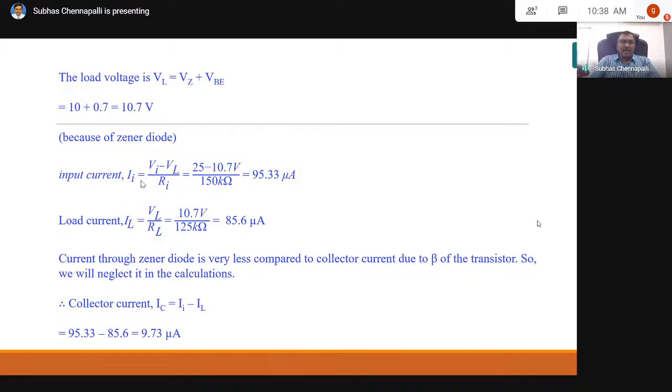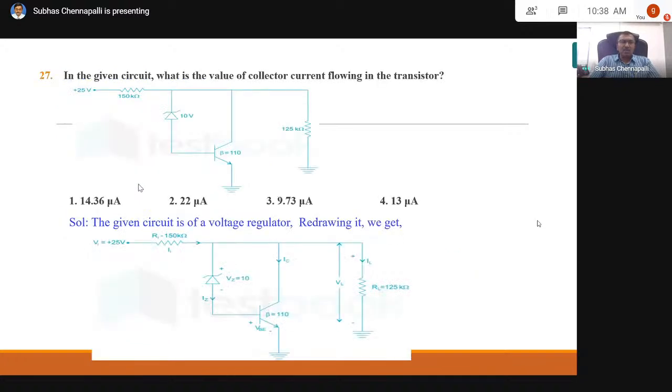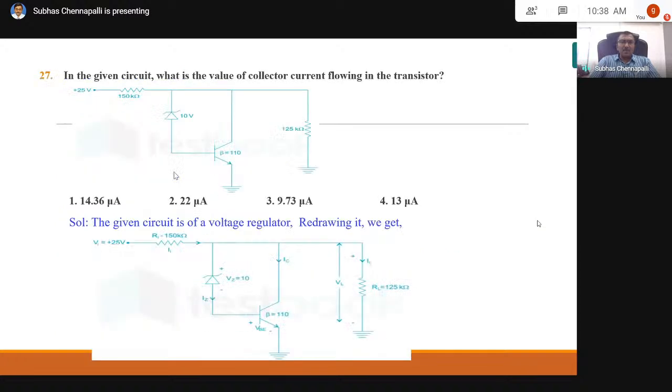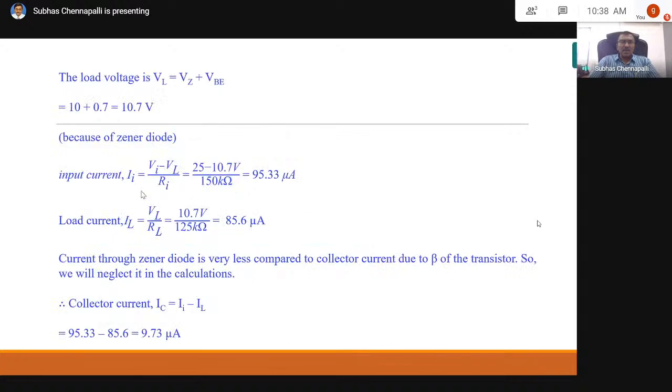Then the input current I means this current through 150 ohms. This 150 ohms is obviously VI minus VL, means this voltage minus this voltage, by this resistance. That gives input current 95.33 microamperes. Then load voltage VL we have calculated 10.7, RL is given 125 kilo ohms, so it becomes 85.6 microamperes.